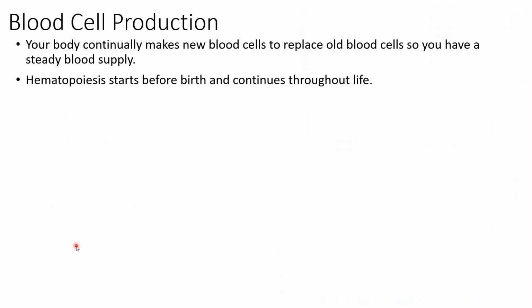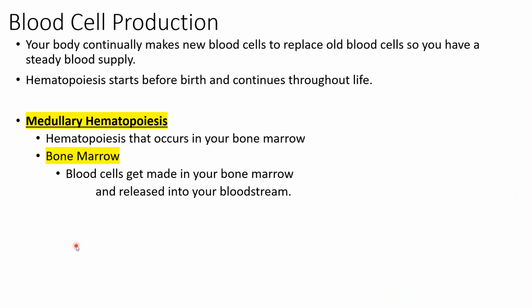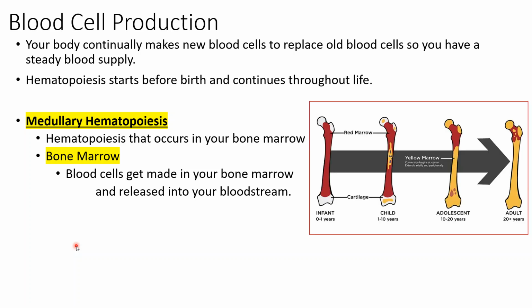Hematopoiesis starts prior to birth and continues throughout your life. There are 2 types of hematopoiesis. One of them is called medullary hematopoiesis, and this one's the one that's going to occur in the bone marrow. Look at it, medullary, that is the middle section of the bone, the medulla. If you remember when we learned about the structure of bone, that's going to be where the bone marrow is. Blood cells get made in your bone marrow and released into your bloodstream from this location. So you can see right here, we've got a long bone, we've got the red marrow.